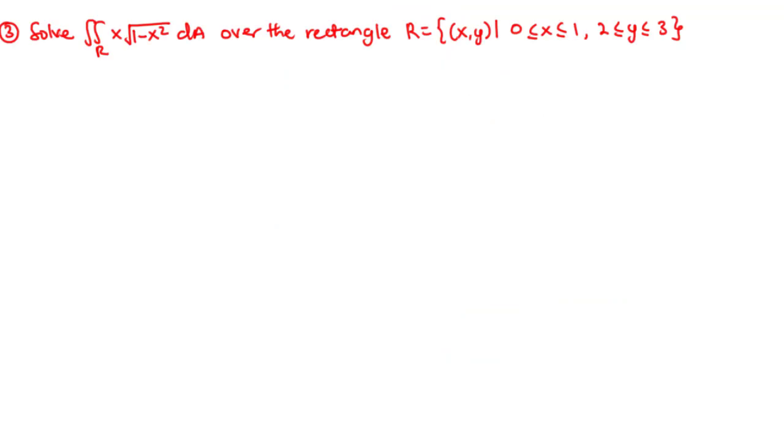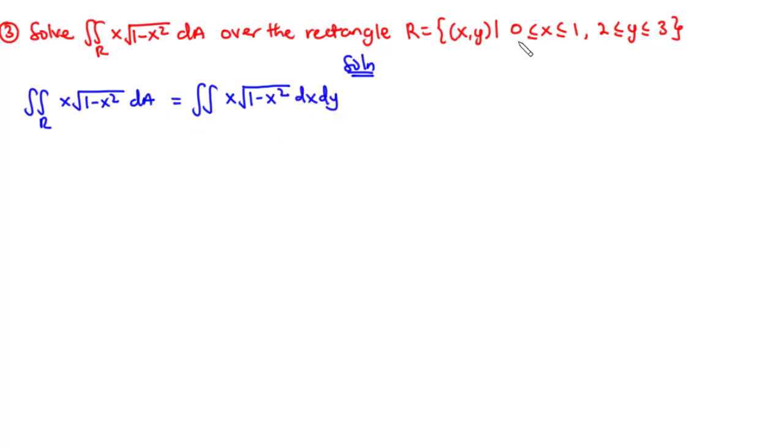So moving on to example 3, we are going to solve this double integral over the rectangle R defined in the question. So we have the double integral of the function x times the square root of 1 minus x squared dA over the region R. Now we express this as the double integral of the function x times the square root of 1 minus x squared dx dy, so that we have the interval from 0 to 1 on the inside and then 2 to 3 on the outside.